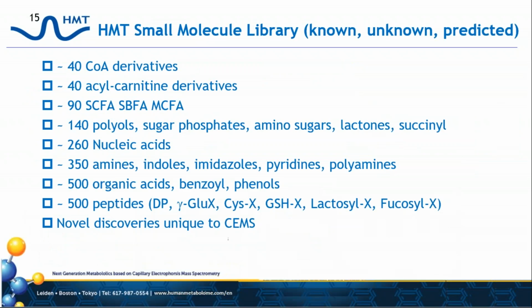Yeah, our small library that contains knowns, unknowns, and predicted, contains many different types of molecules, from coenzyme A, acylcarnitines, short-chain fatty acids, medium-chain fatty acids, phosphates, nucleic acids, amines, imidazoles, organic acids, and a large number of peptides that include gamma-glutamyl peptides, cysteine adducts, glutathione adducts, lactosyl adducts, fucosyl adducts, as well as novel discoveries to give you a highly annotated metabolome profile.